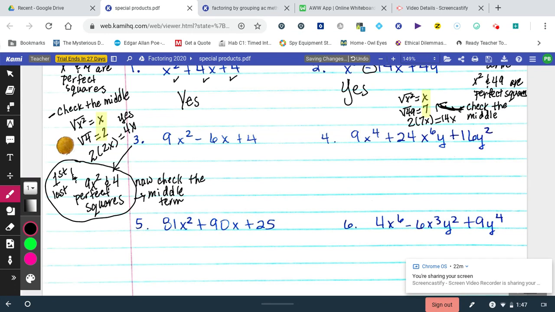Okay, so to check the middle, you're going to take the square root of the first term. So the square root of 9x squared. Well, what's the square root of 9? 3. What's the square root of x squared? x. What is the square root of the last term? 4. The square root of 4 is 2.